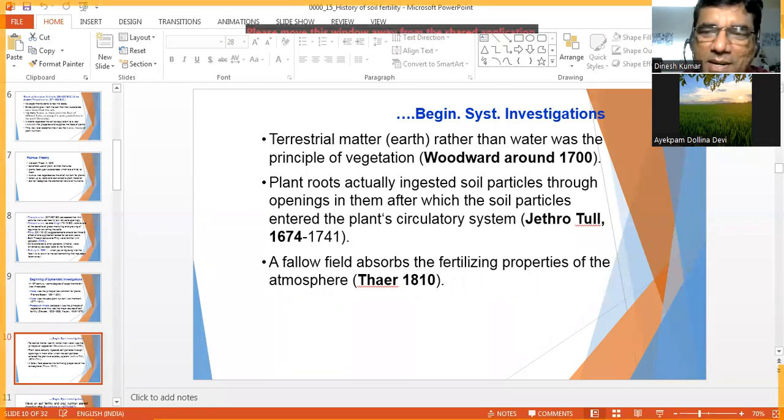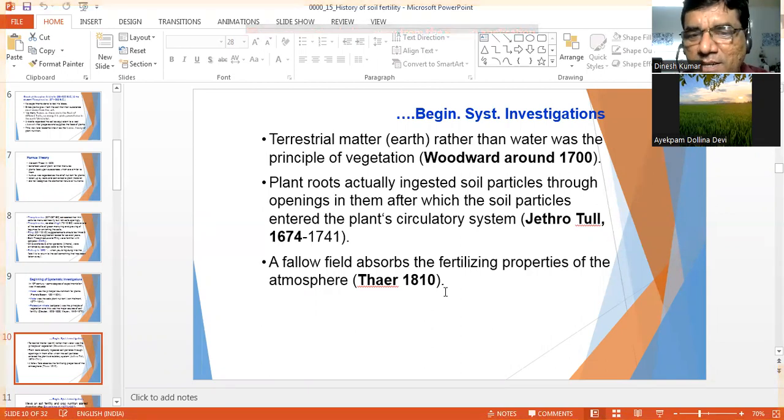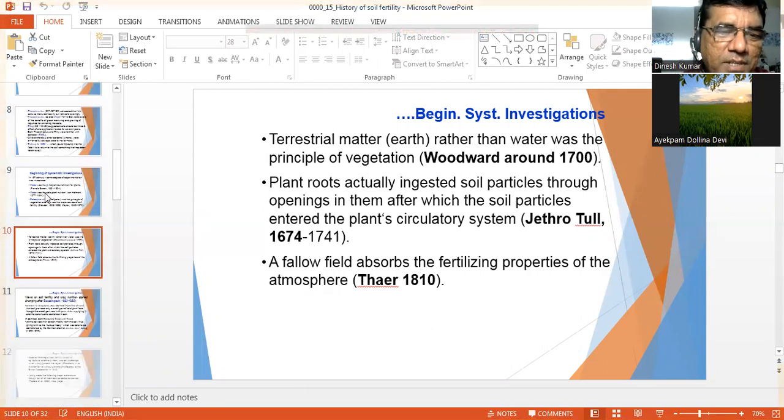That is why he recommended tillage. Let us go and plow and break the clods and make the tilth fine so that it can be absorbed by the plant. A fallow field absorbs the fertilizing properties of the atmosphere. So this was a really good achievement, and it is true also. It means when rainfall occurs, it brings certain nitrates or certain nutrients to the soil.